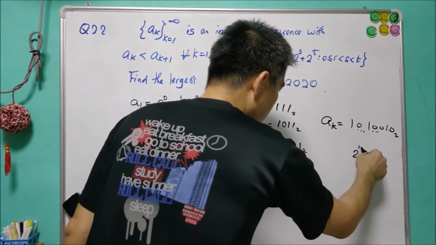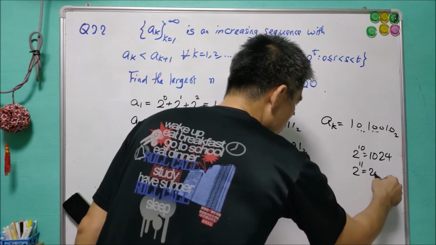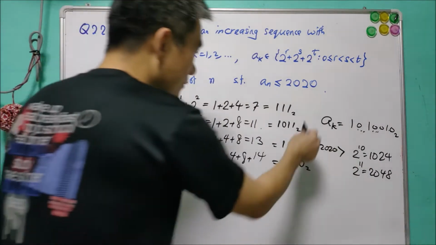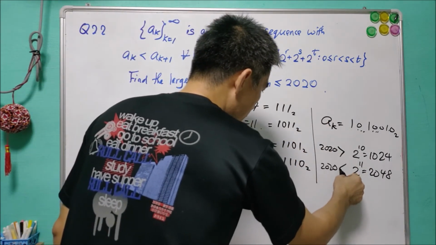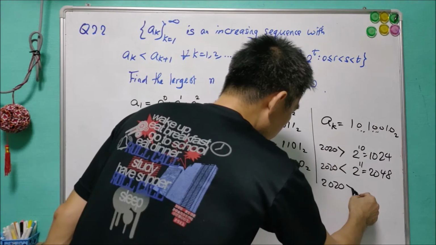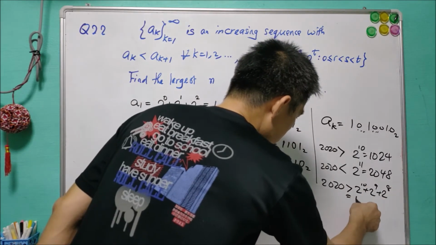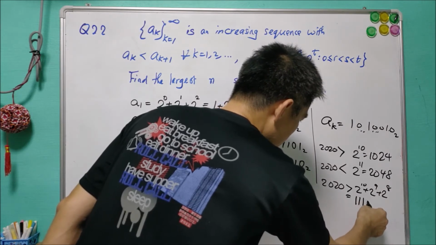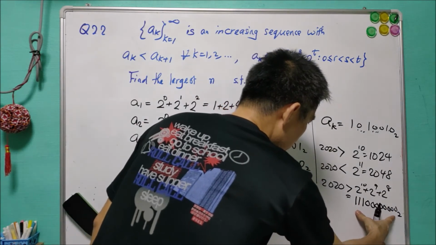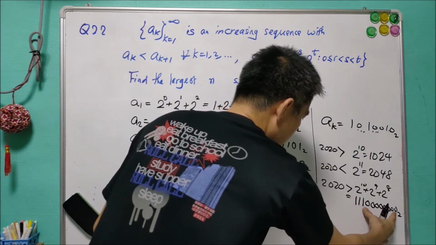We know that 2^10 is 1024, and 2^11 is equal to 2048. 2020 is more than 2^10. Not only is it more than 2^10, it is more than 2^10 + 2^9 + 2^8, which is 1 1 1 and then eight zeros. So 2020 is more than this number in base 2, which consists of three 1s and eight 0s.